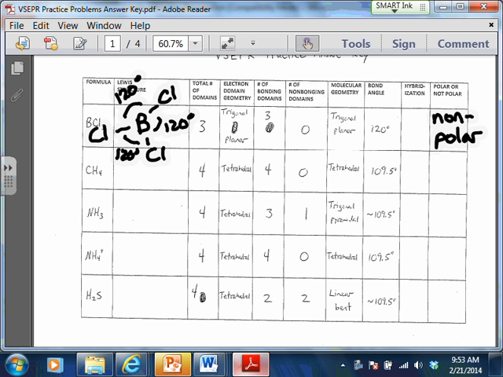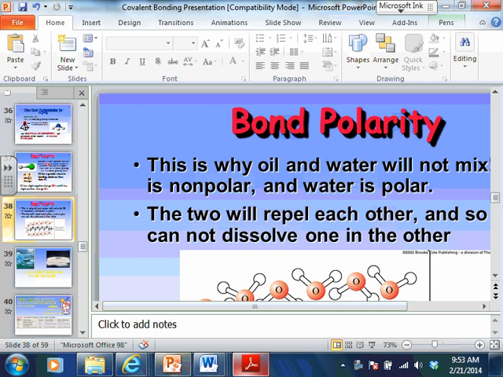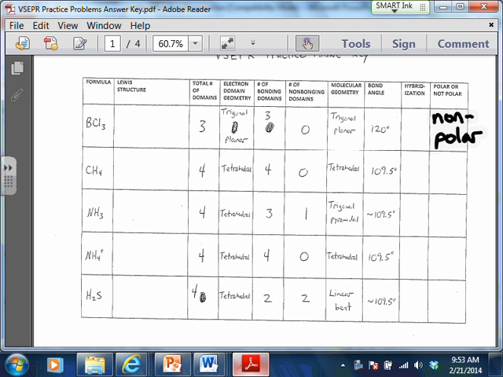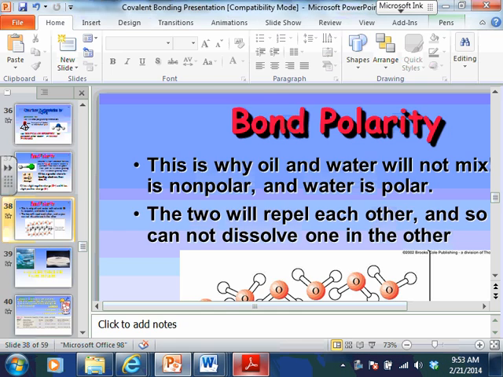And you're right, equilateral triangles do have... no, equilateral triangles have 60 degree angles, don't they? Because they have to add up to 180. Yeah. Okay, so that's going to be nonpolar because it's symmetrical. All right? Next one, CH4.